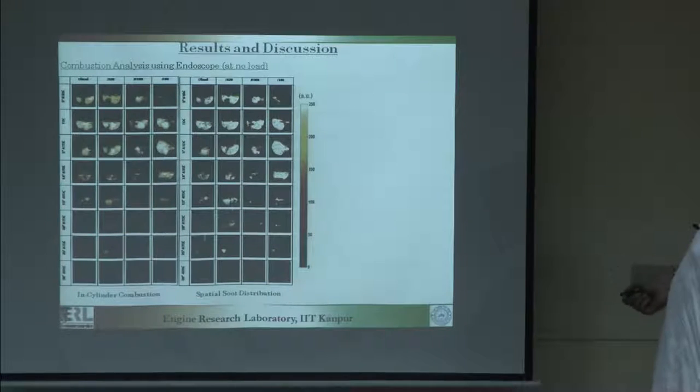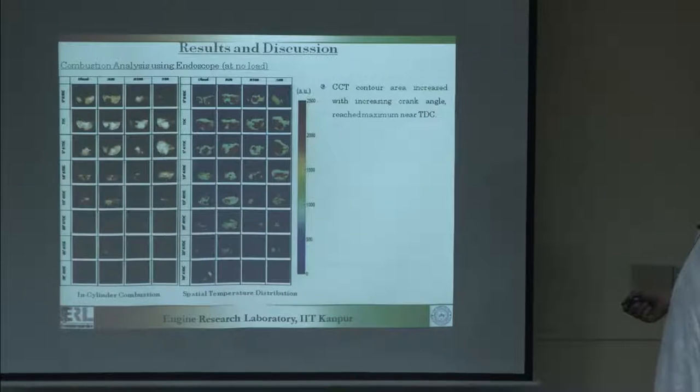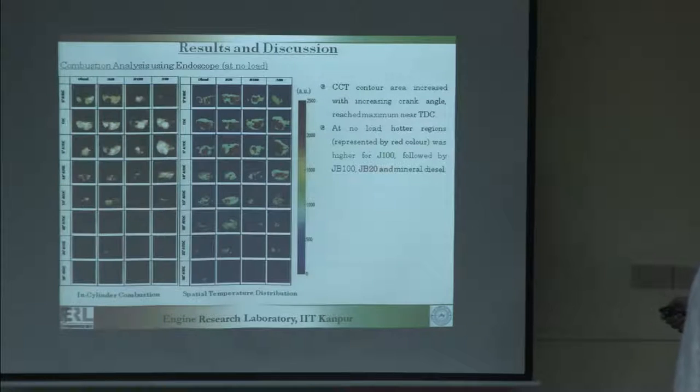This is the spatial soot distribution. It tells you how the soot distribution is between different fuels, and this is the spatial temperature distribution. So you can compare even the temperature distribution. Even in case of straight vegetable oil, you can see there are zones in which you can see very high temperature, okay, at TDC and 5 degree ATDC, very high temperature is visible inside the engine combustion chamber.